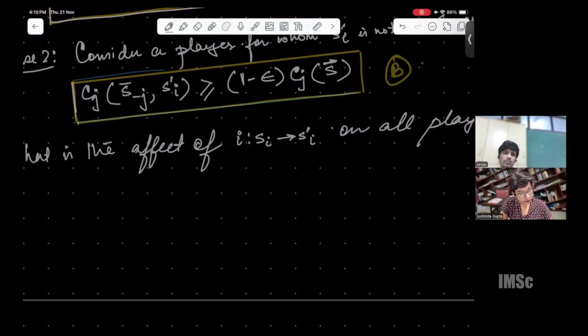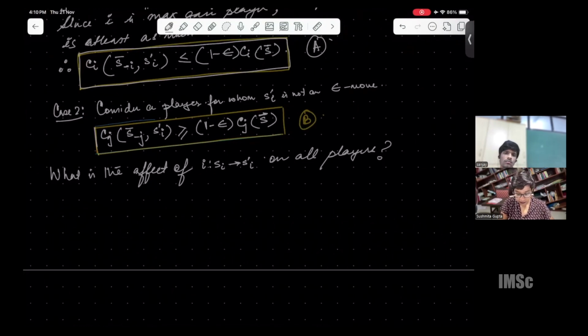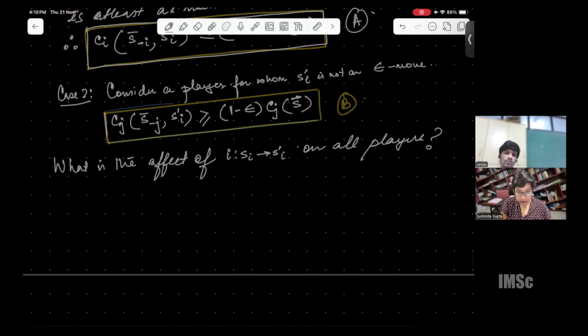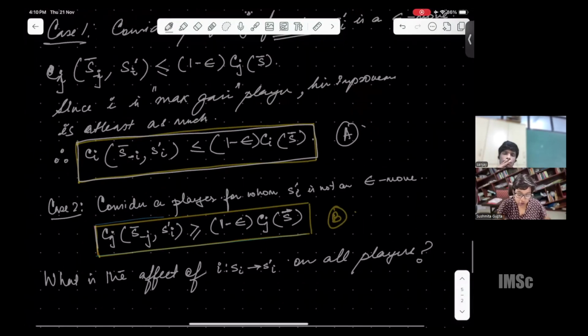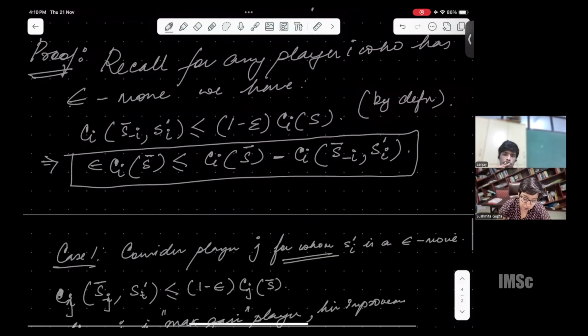Ma'am, can you please repeat the last result, case 2? Case 2? Okay. Yes, ma'am. So the definition of an epsilon move is this. This is the definition, right?